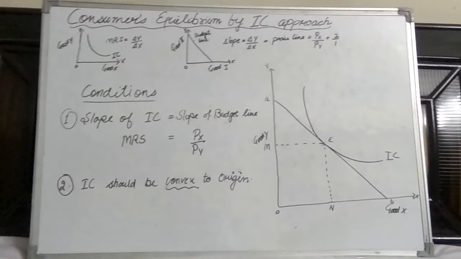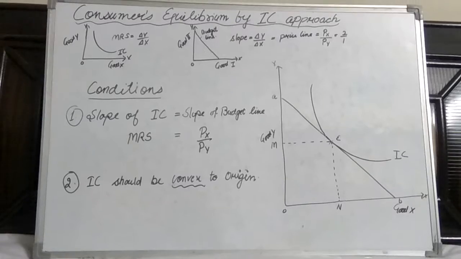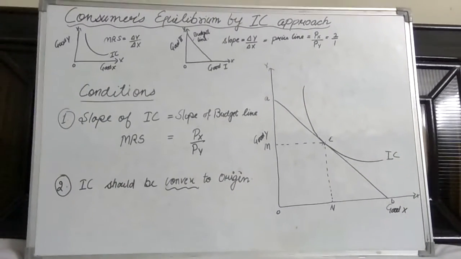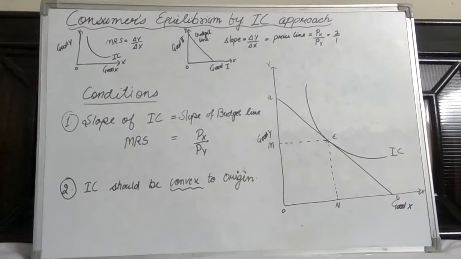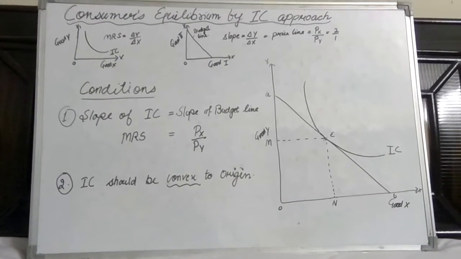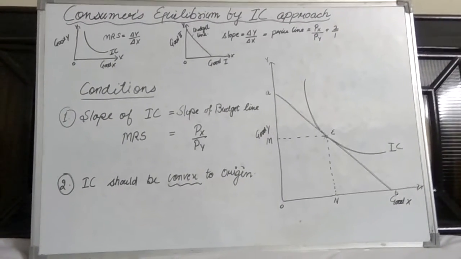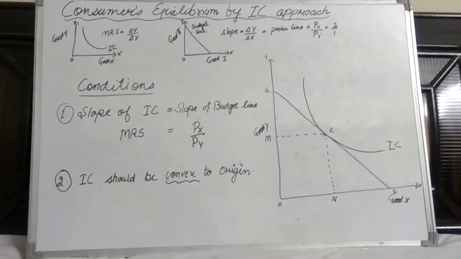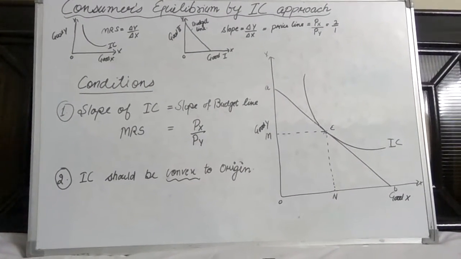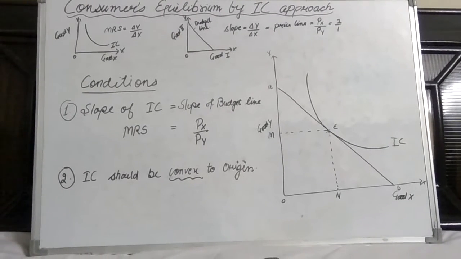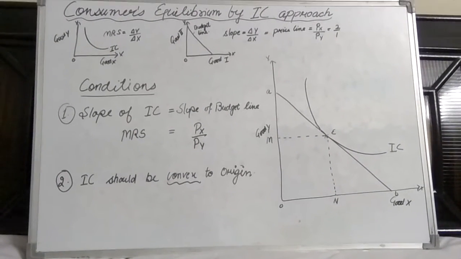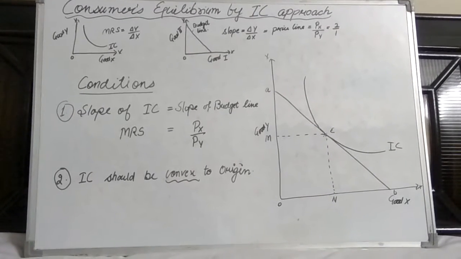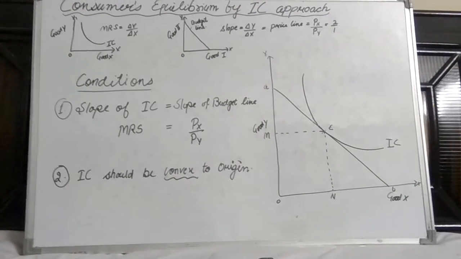So now we are going to join these two components to get the consumer equilibrium. Here we have two conditions that should be satisfied to get the equilibrium situation of the consumer. The very first condition is that the slope of the IC curve should be equal to the slope of the budget line. The slope of IC is denoted by MRS and the slope of the budget line is indicated by Px upon Py. So both these slopes should be equal to each other, that is, MRS should be equal to Px upon Py.